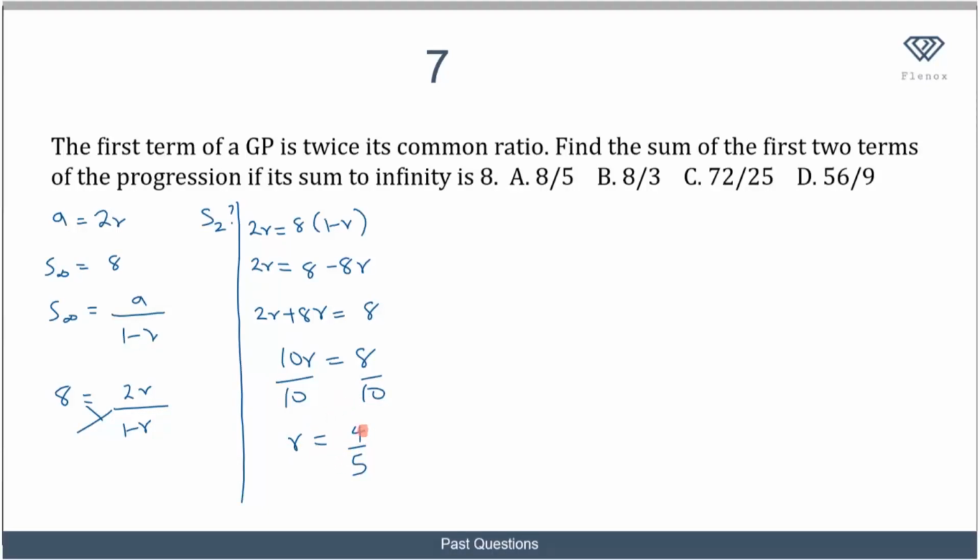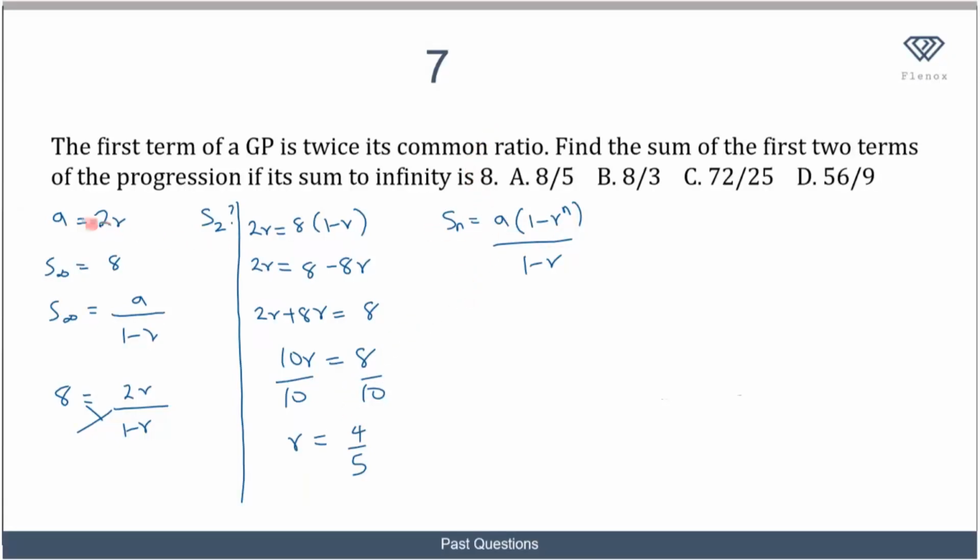So now I've seen that the value of R is 4 over 5. However, the question asks us to find the sum of the first 2 terms of the progression. So we know that the formula for calculating the sum of n terms in a geometric progression is given by A into bracket 1 minus R^n over 1 minus R. I'm making use of this formula, in which I have 1 minus R^n, because in this case my common ratio R is less than 1.